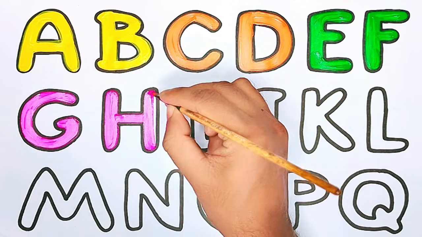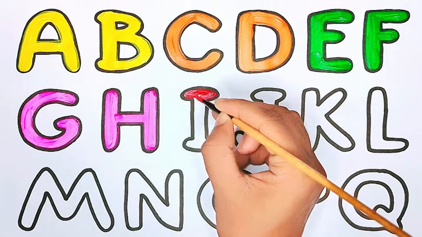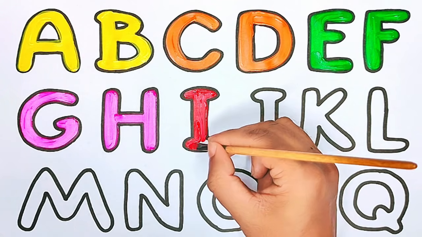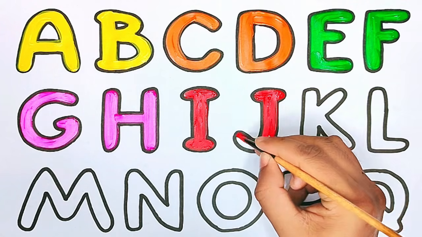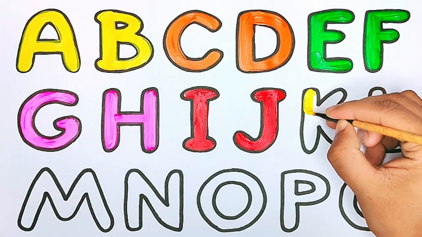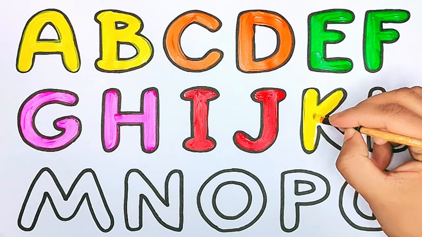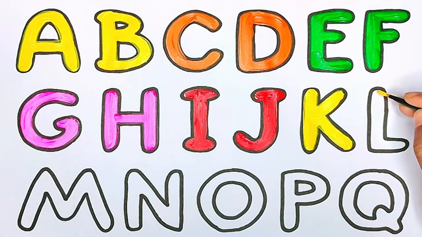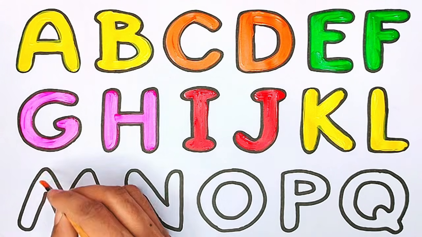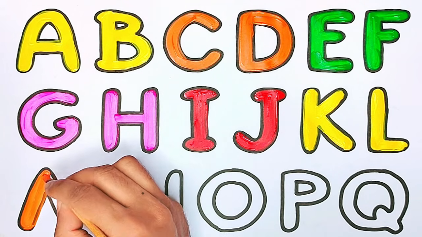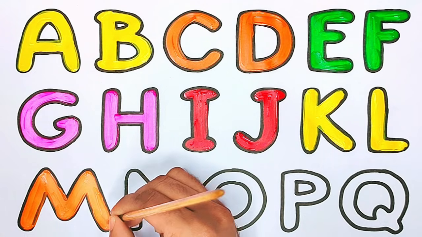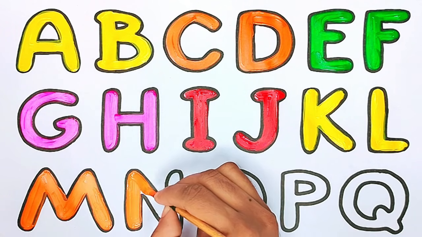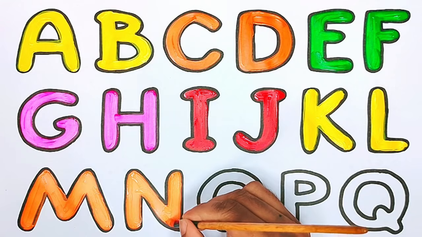H for heart. I for igloo. J for jug. K for kite. L for lemon. M for mushroom. N for noodles.